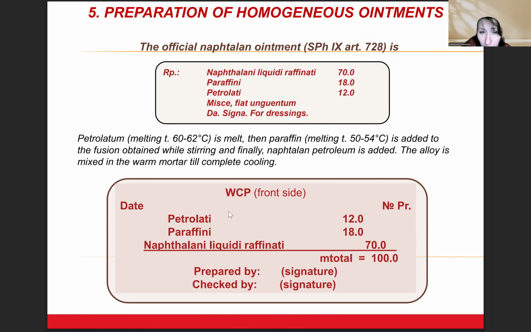On the front side of the WCP, respectively, you specify date, number of prescription, petrolatum 12 grams, paraffin 18 grams, naphthalene liquid raffinati 70 grams. Underline everything, total mass is 100 grams, prepared by and checked by.